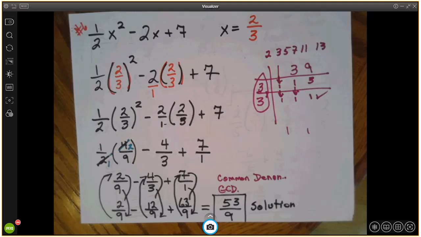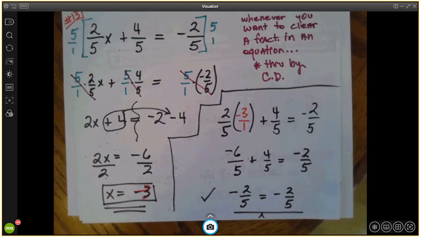All right, that was question number 6. This is question number 13. Question number 13 is in black. It says 2/5 x plus 4/5 is equal to negative 2/5. And then we go over here.